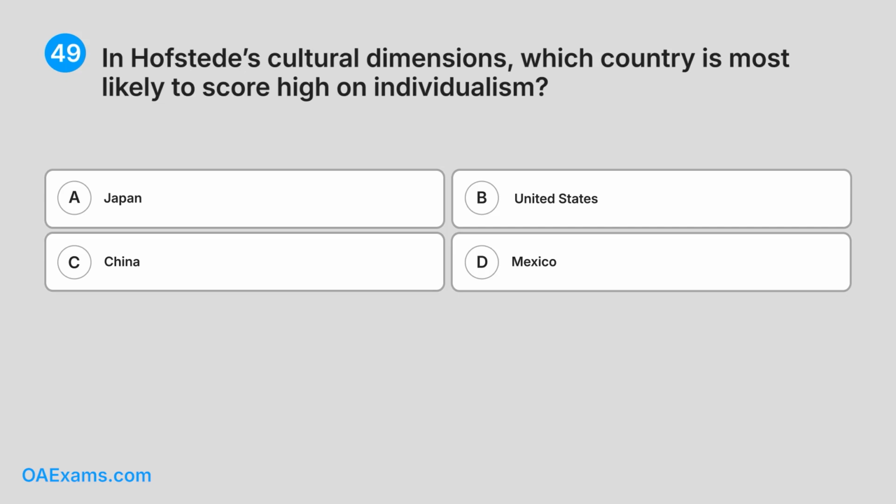49. In Hofstede's cultural dimensions, which country is most likely to score high on individualism? A. Japan. B. United States. C. China. D. Mexico. Do you know the answer?